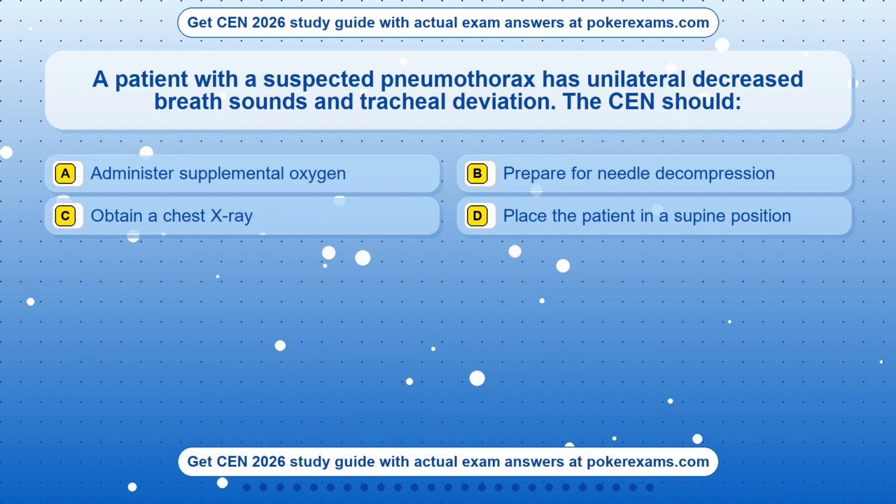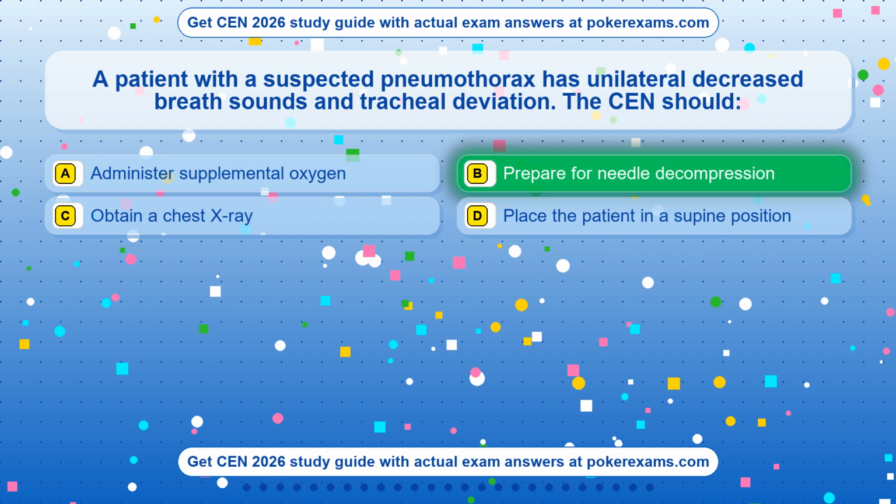Question 13. A patient with a suspected pneumothorax has unilateral decreased breath sounds and tracheal deviation. The CEN should: Option A, administer supplemental oxygen. Option B, prepare for needle decompression. Option C, obtain a chest X-ray. Option D, place the patient in a supine position. The correct answer is option B, prepare for needle decompression.